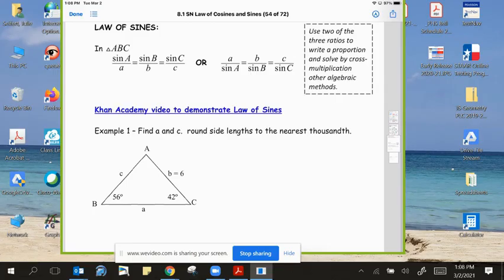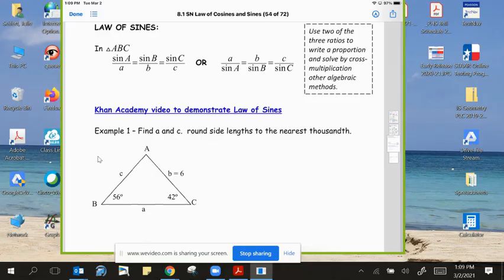It uses the sine of the angle. If you'll notice in the formula, sine of angle A over side length A is equal to sine of angle B over length B, which is equal to sine of angle C over length C. To solve problems with this, you'll use two of the three ratios. You'll make a proportion and cross multiply to solve.